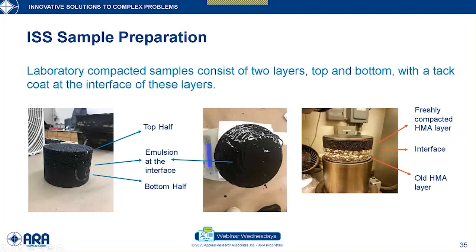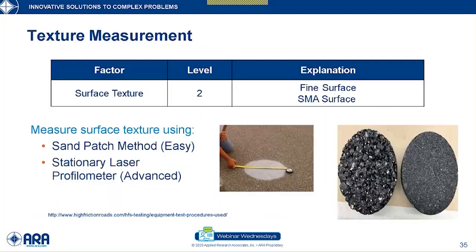And then the top half of the asphalt mixture is compacted over this interface, also using a Superpave gyratory compactor. There were also some samples made from field cores to simulate the field condition in the lab. In the picture at the right side of your screen, you can see this puck is collected from a field core. It was cut and trimmed, and then asphalt emulsion was applied at the interface, and then the top half was compacted using a Superpave gyratory compactor. So this is how the two types of samples were prepared for these ISS tests.